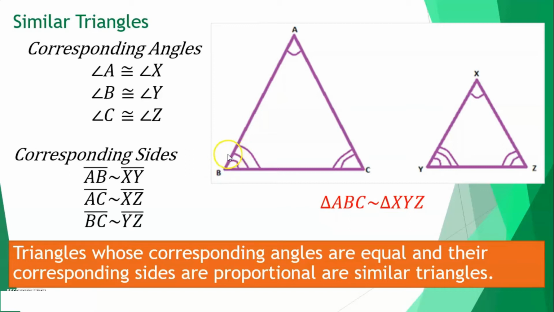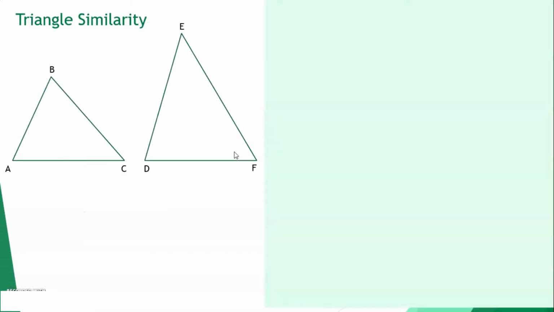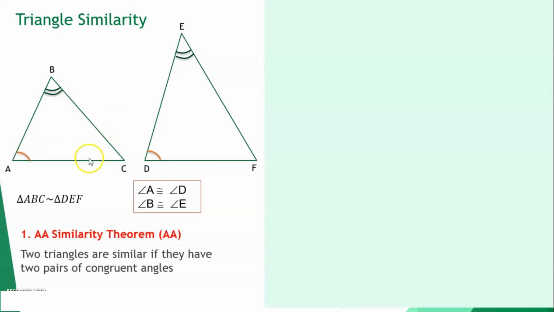Actually, there are different triangle similarity theorems. So let's start. Given these two triangles, angle A is congruent to angle D, angle B is congruent to angle E. In this case, these two triangles are actually similar. That is based on the AA similarity theorem that states two triangles are similar if they have two pairs of congruent angles. That's the first.